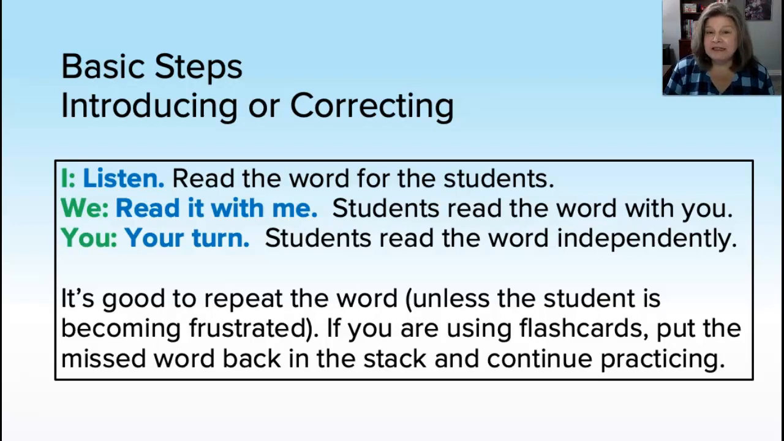If you're practicing in a list, you might want to go back to the beginning of the list. If a student is getting frustrated, you want to stop that repetition. When a student is frustrated, you can go back to echo reading, where you say the word and then they just repeat. You say the next word and they just repeat. So that's a good way to practice when you're introducing new words. And we're going to go over that again in just a second.